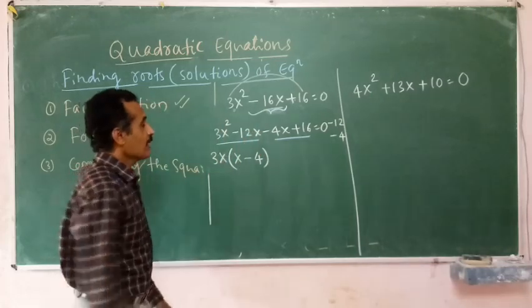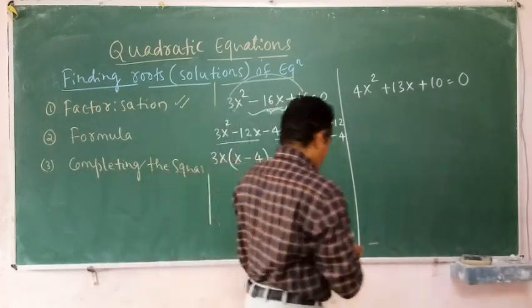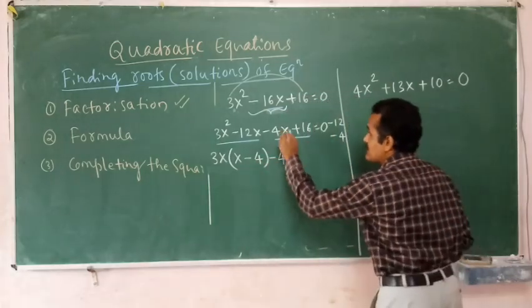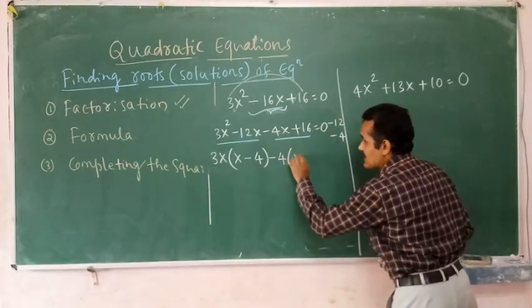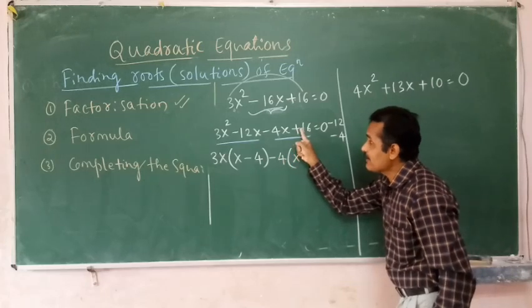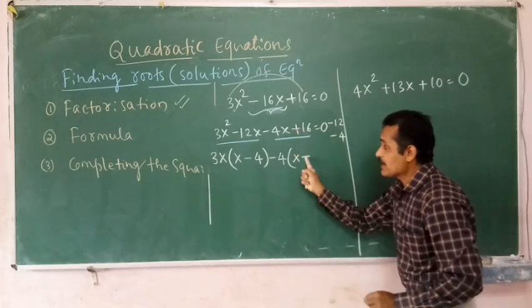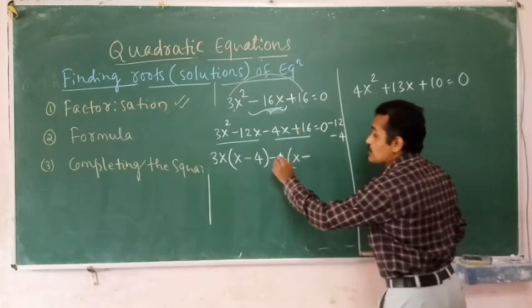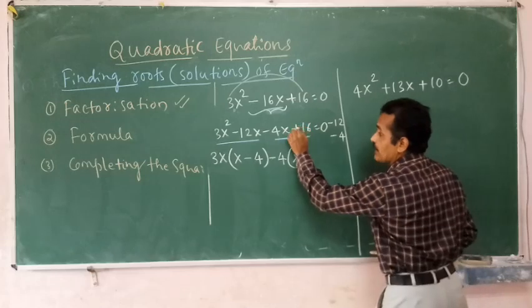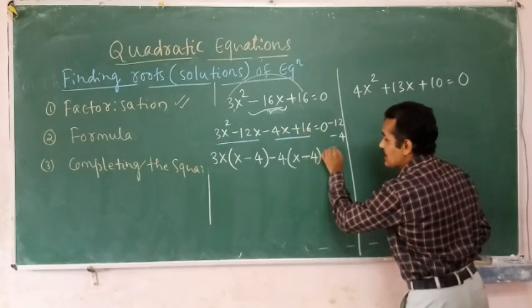Out of these two I can take minus 4 as common. Then what is left inside? From here, only x is left. Whenever the minus sign is taken as common, the sign will change. This plus becomes minus, or if it is minus, this becomes plus. Keep in mind, minus into minus is equal to plus, and 4 fours are 16.